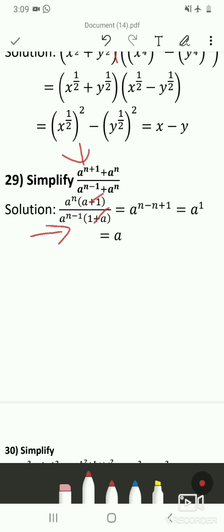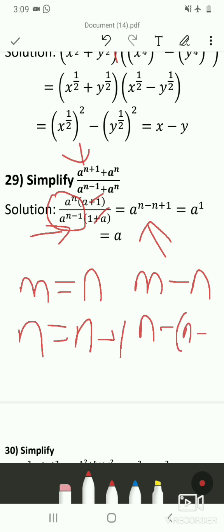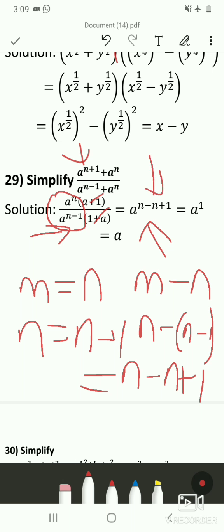So here the base is same, that is a. So again you can use the second law. A raised to m upon a raised to n can be written as a raised to m minus n. So here m is nothing but n and n is nothing but n minus 1. So when you write it as m minus n, here for m, n is as it is, minus here n minus 1. So when you simplify you will write it as n. So this term is minus n. So minus minus is nothing but plus. So you will get at this step.